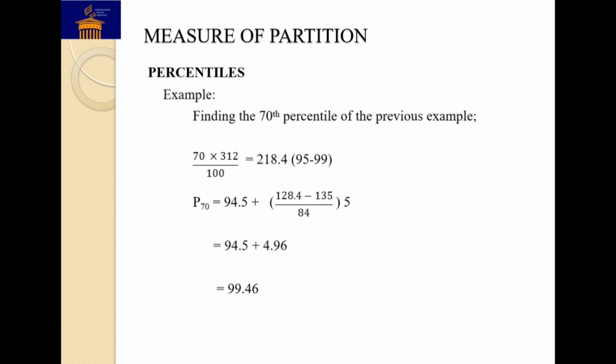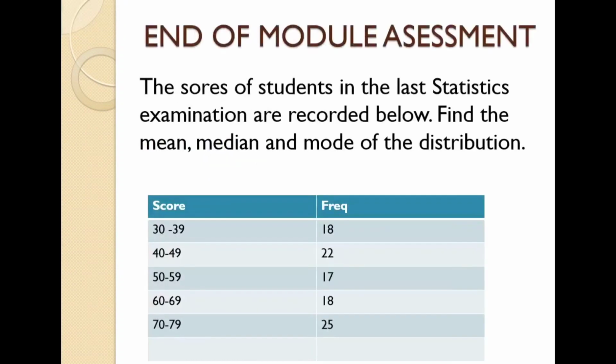And these things are very easy and straightforward. I want you to try this. The scores of students in the last statistics examination are recorded below. Find the mean, median, mode, as well as practice all forms of quartiles, all forms of deciles possible, all forms of percentiles on this data set and see what you come to. And please, don't restrict yourself to just this question. Try and lay your hands on as many questions as possible.